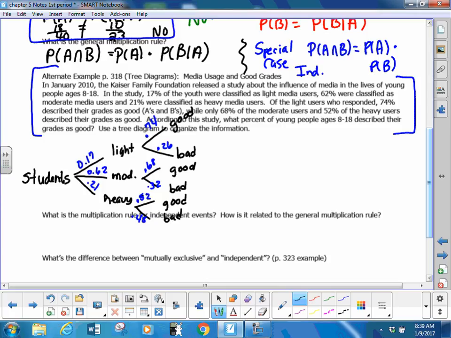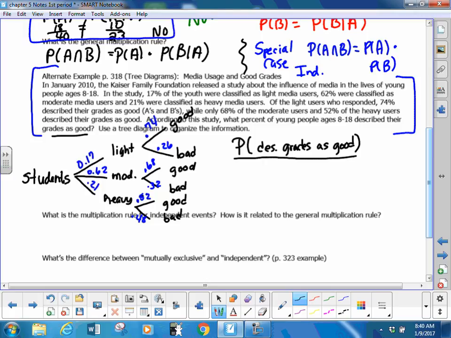The question finally asks, according to this study, who described their grades as good? So what's our probability statement going to look like? Probability of described grades as good. Or you can identify a subscript somewhere else and use that, or you can just write that in there. But you gotta have this probability statement right here. That's gotta happen.